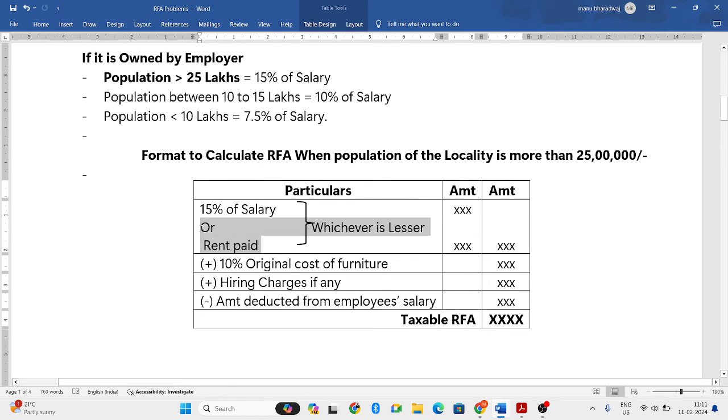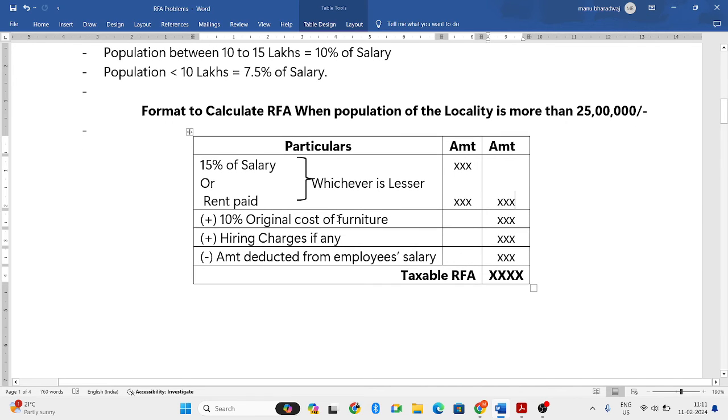For the actual rent paid, some rent will be charged. Out of these two, whichever is lesser, we will take it in the first outer column. Next, if there is any cost of furniture, suppose the house is furnished, then 10% of the original cost of furniture we have to add. Suppose the furniture is not theirs and they have hired the furniture from someone else, then those hire charges we will add.